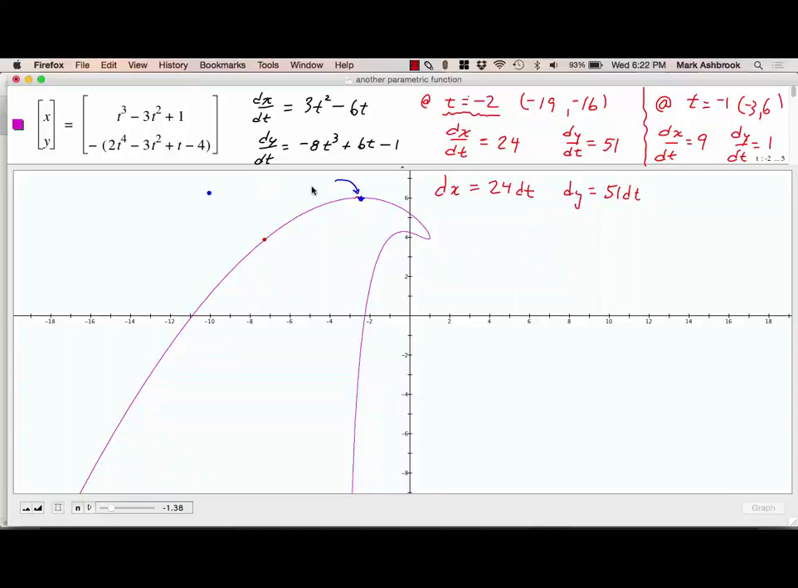Yeah, so if we want the max, we can take dy/dt and set it equal to 0. Okay, and what is our dy/dt? Minus 8t cubed plus 6t minus 1. Okay, and that is a cubic that can't be factored, so we would need another way to solve this. We could solve this graphically.